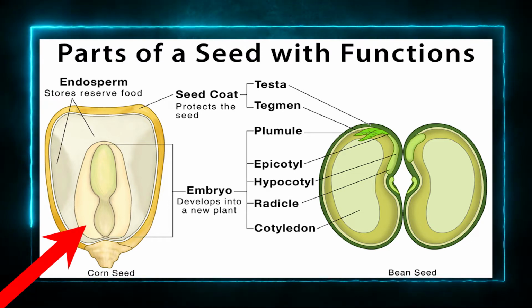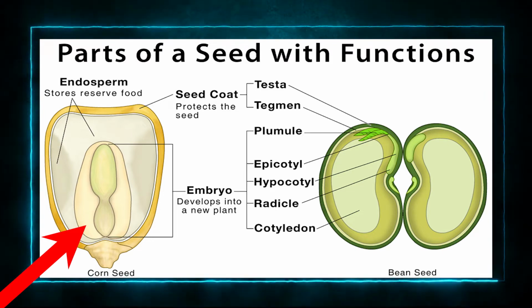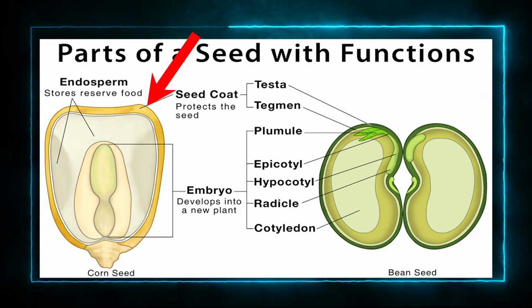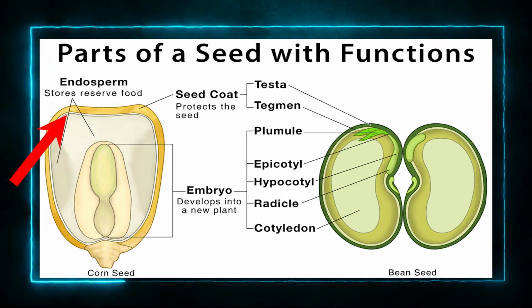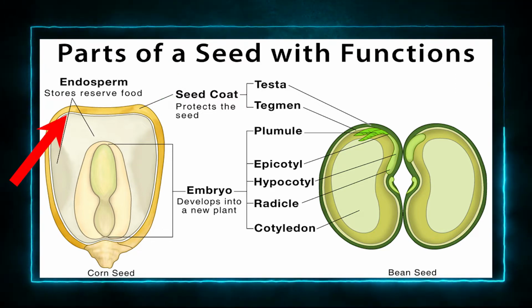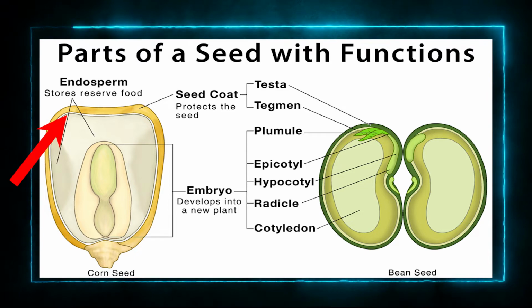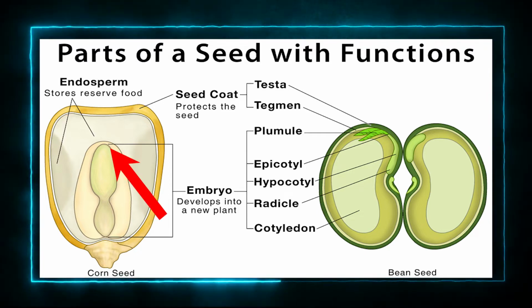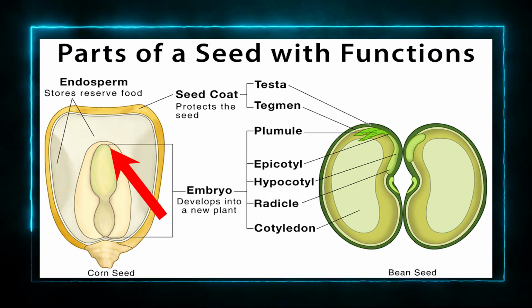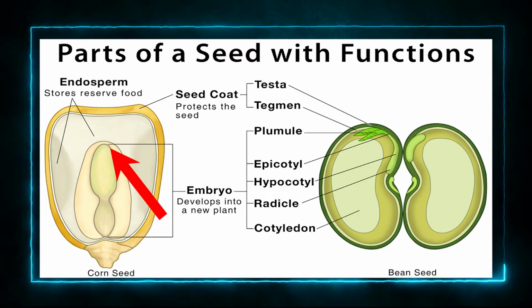And if you notice from the diagram, the corn seed is equipped with a seed coat, which protects the seed and the embryo. It also has endosperm, which stores reserved food. And in the center of the endosperm, you'll find the embryo, which will develop into a new plant.